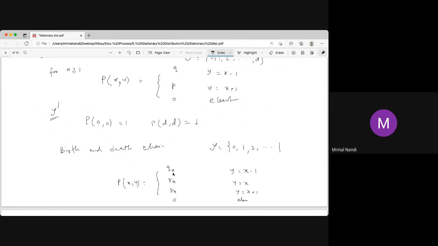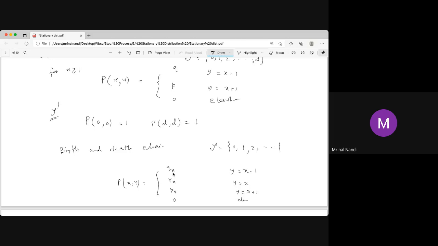Then Px will be high. If people are vaccinated, then Qx will be high. Or if there's some medicine, then Qx will be high. So this is actually called a dynamic birth and death chain. It's not purely Markov, but it is working with the Markov chain.